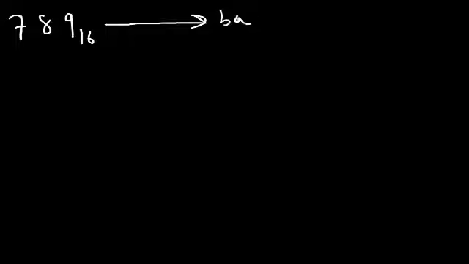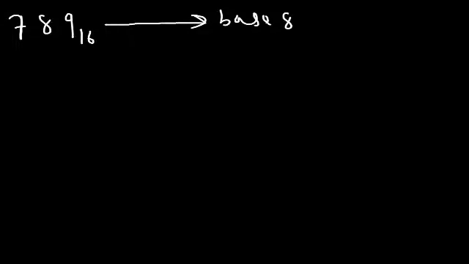Now let's talk about how to convert numbers in hexadecimal system to numbers in octal system. So how can we do that? Let's begin with an example. If I have 789 in base 16, how can I convert this to a number in base 8?